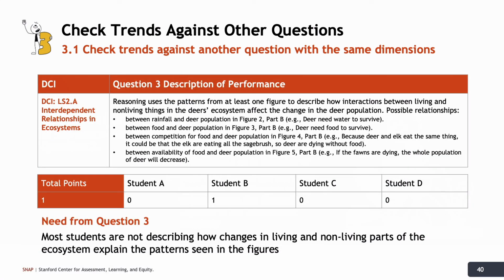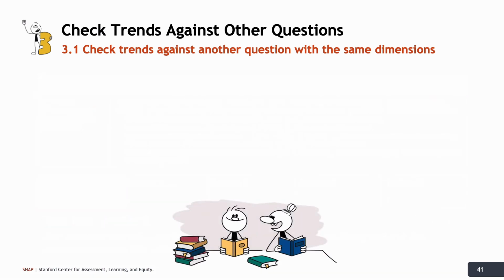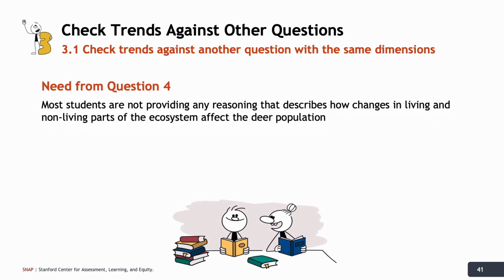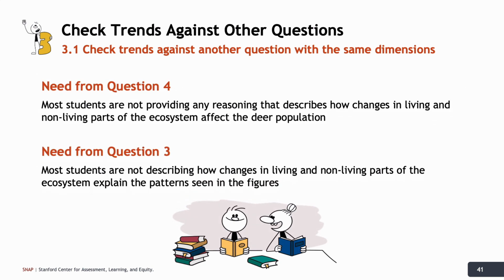When we look across the range in scores for the DCI, we see that even in question 3, most students are not able to describe any of the possible interactions in ecosystems that would explain the patterns seen in the figures. The need from question 3 remains relatively consistent to what we saw in question 4. Across the assessment, students are still really struggling to describe how changes in living and non-living parts of the ecosystem explain the patterns they're seeing in the figures in order to support a claim about the change in deer population.